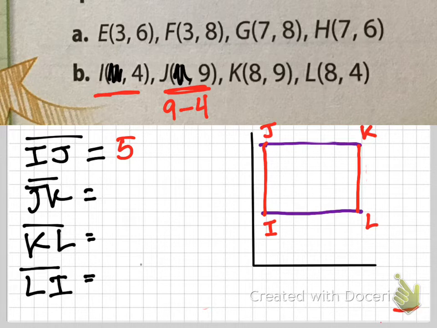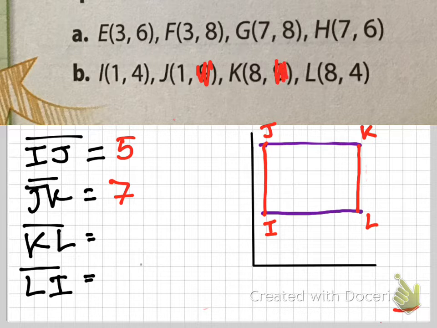Number 2, Michelle. What did you get as your answer? 7. How did you get 7 then? So J is 1, 9, and K is 8, 9. Excellent. 8 minus 1 equals 7. Michelle, how did you know we were going to be subtracting our x values?